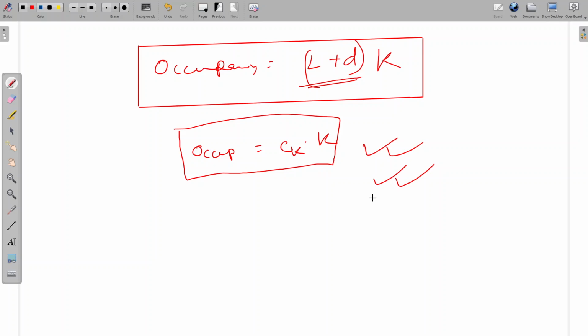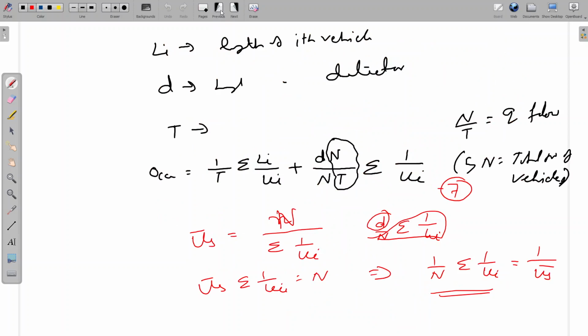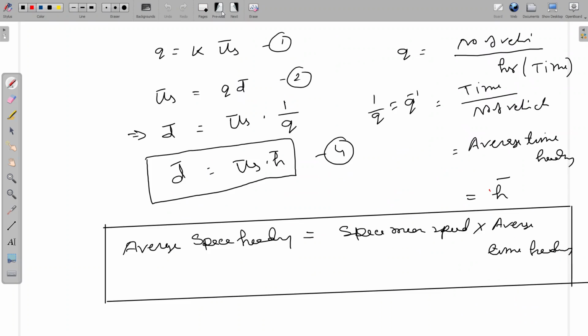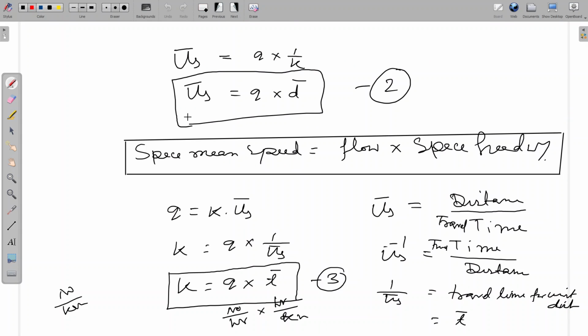So these are the fundamental relationships that you need to understand. You can only understand that if you know the basic part. So what are the basic parts that I have told you earlier? The basic relationships: first, the flow-density relationship. Then the second one, the space and speed. Then the density in terms of flow and travel time.